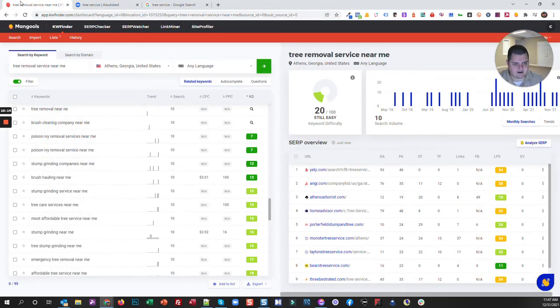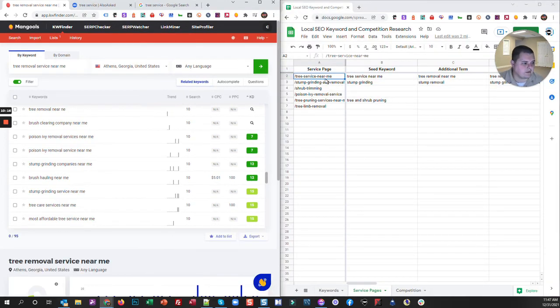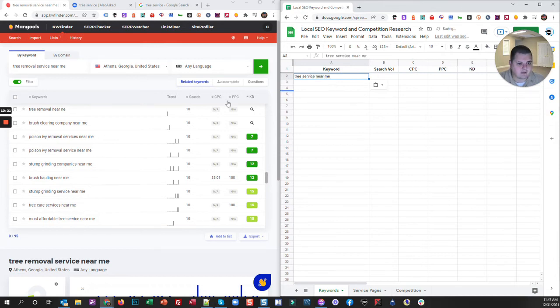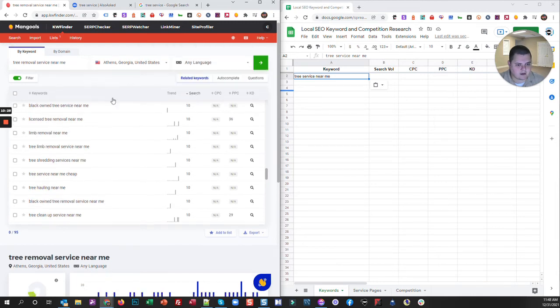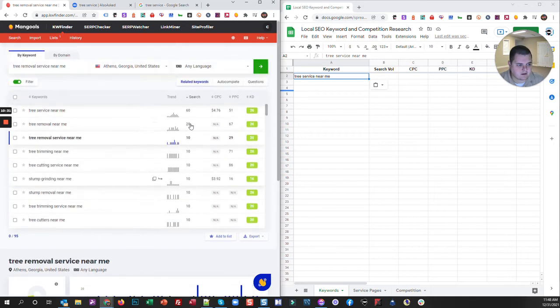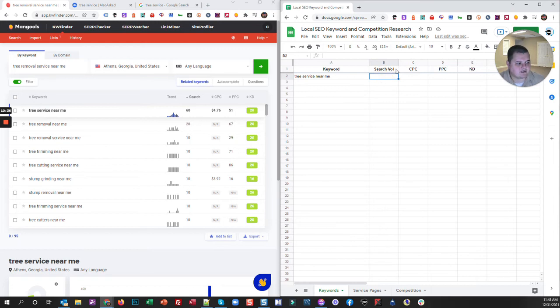Now that we've identified some target keywords, what are we going to do with it? Well, let's take tree service near me. I've filtered out a bunch of things, so I'm trying to get back to the top here. Okay, tree service near me. Now, I'm going to be looking for the search volume, the cost per click, the pay-per-click competition, and the keyword difficulty. Well, I have all those right here, so I'm just going to say 60, 476, 51, and 20. Now, let's walk through what these are.